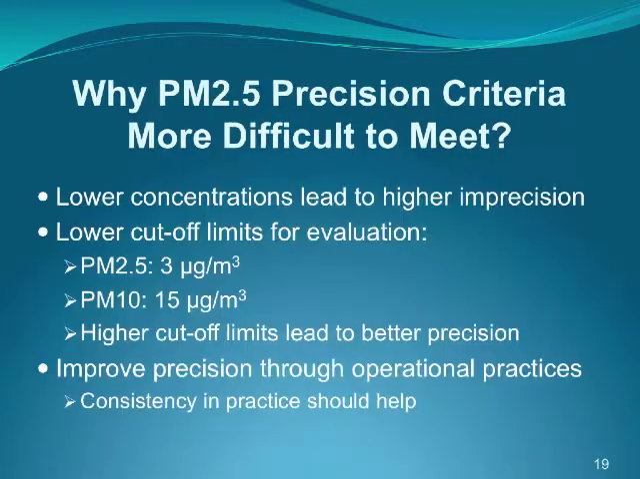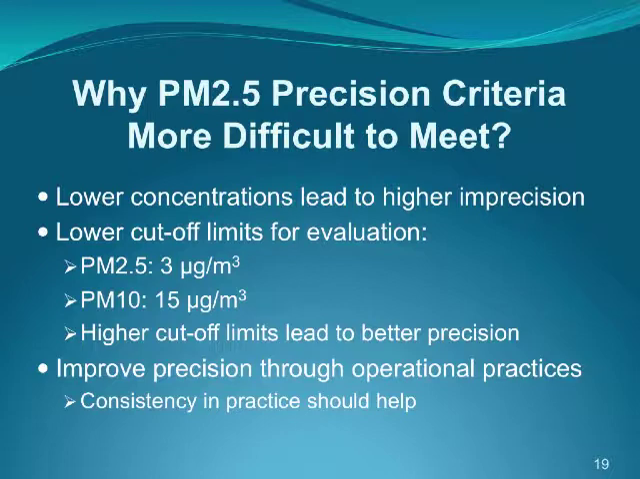So this lets us investigate, why is precision so difficult to meet for PM? Well, the statistics we use to assess precision is coefficient of variation, where we look at the percent differences of mass concentrations. So at lower concentrations, percent differences are magnified. And this leads to the cutoff limits.